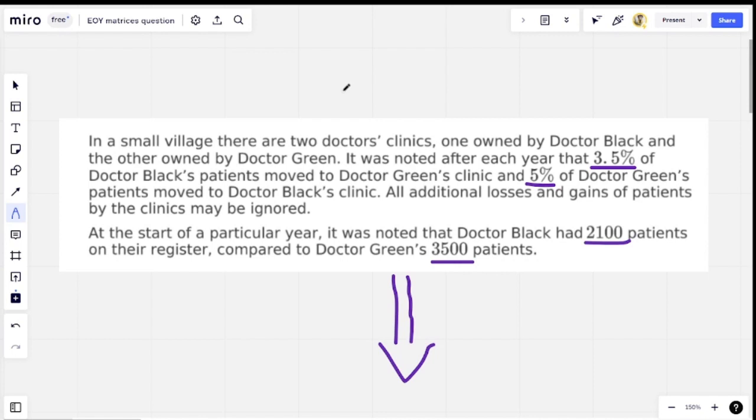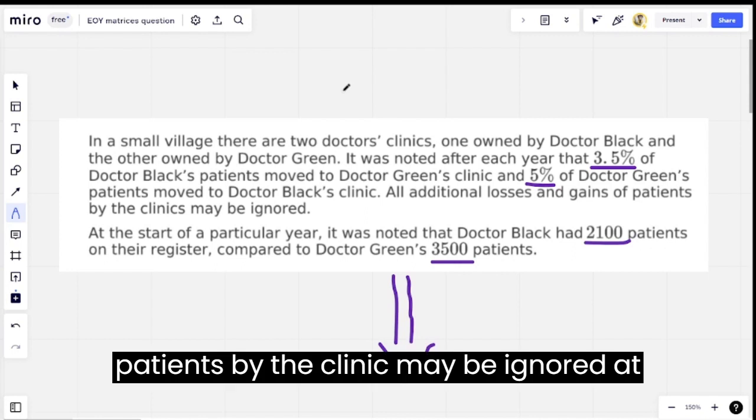It was noted that 3.5% of Dr. Black's patients moved on to Dr. Green's clinic and 5% of Dr. Green's patients moved on to Dr. Black's clinic. It says, note that all additional losses and gains of patients by the clinic may be ignored.